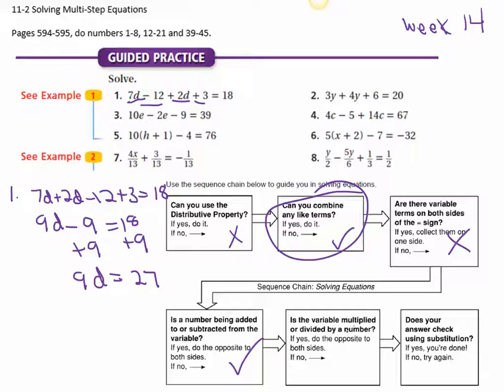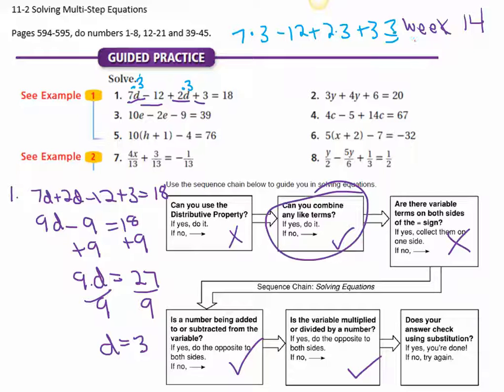And then is a variable multiplied or divided by a number? Yes, we have 9 times d, so we need to divide both sides by 9. And d is equal to 27 divided by 9 is 3. And then our last step is to take our answer, which we got 3. I'm just going to change the color here. And put it back into the original equation and see if we get 18. So that'd be 7 times 3 minus 12 plus 2 times 3 plus 3. And we want to check and see if this is equal to 18.